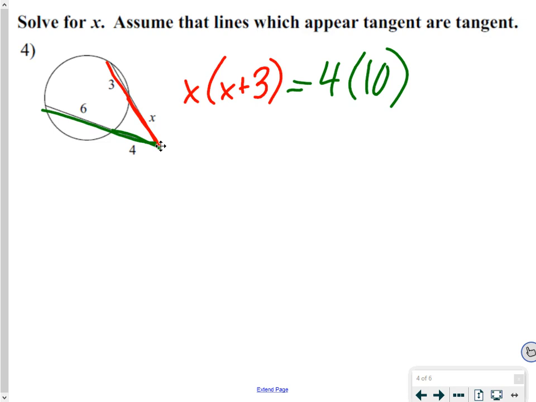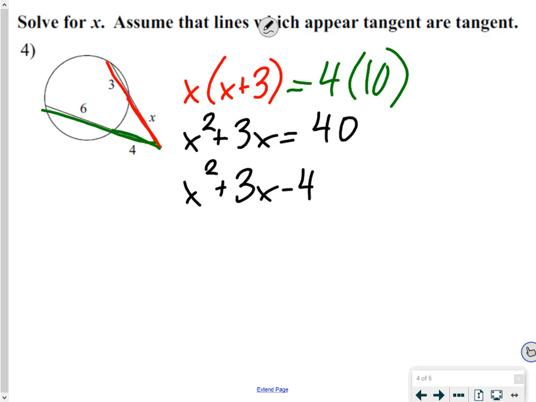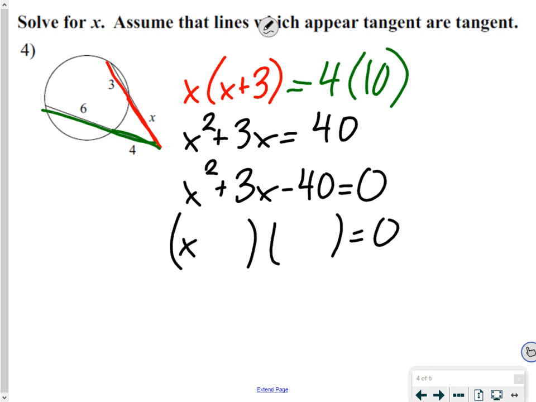And now we can just simplify. If we distribute x, we get x squared plus 3x. 4 times 10 is 40. We want to get everything over to one side, so subtract 40. Now from here, we've got to factor. I'm assuming that this is factorable. If we can't figure out how it could be factorable, then we'd use the quadratic formula. So let's just use some guess and check.